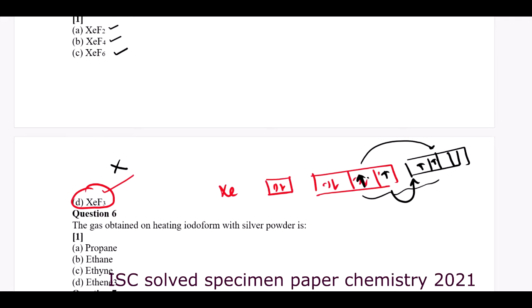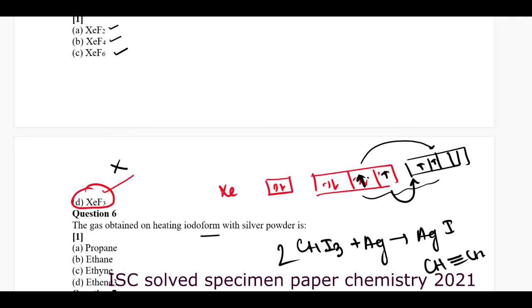The gas obtained on heating iodoform with silver powder. Here is a direct question. With silver powder, if we heat iodoform, CHI3, silver iodide will form along with the formation of acetylene. So the answer will be acetylene. And now acetylene is not given as an option. What will be the IUPAC nomenclature for acetylene? Ethyne will be the IUPAC nomenclature. So the answer will be ethyne.